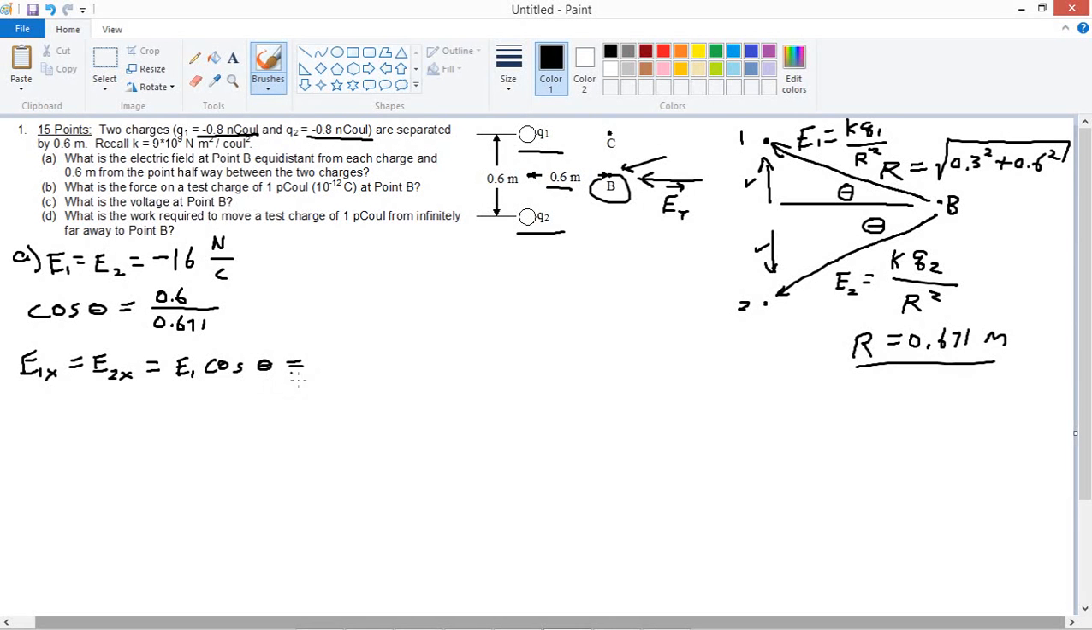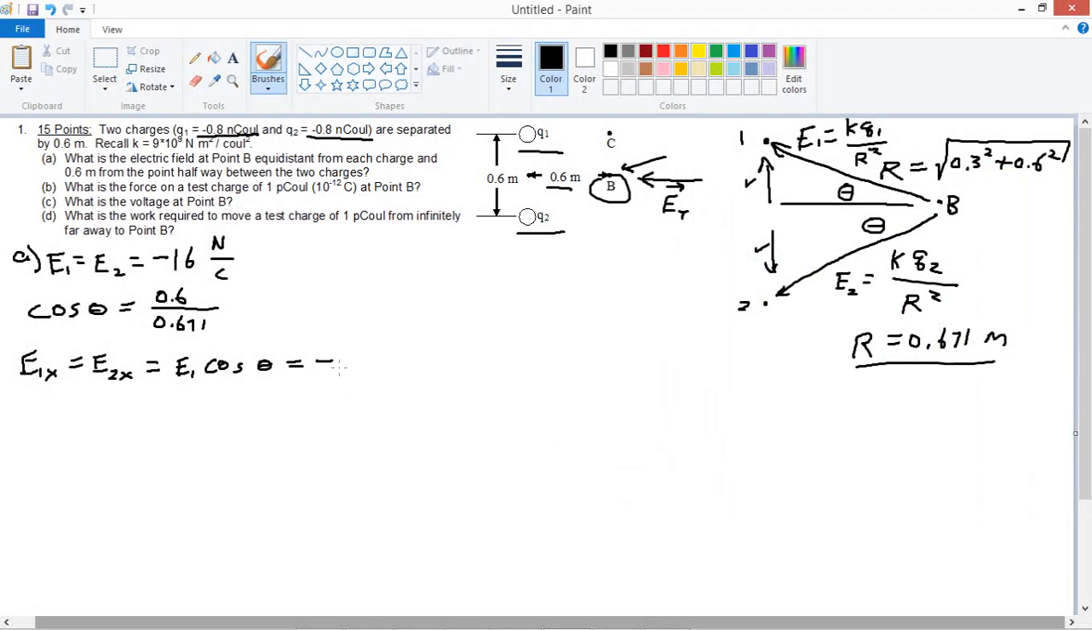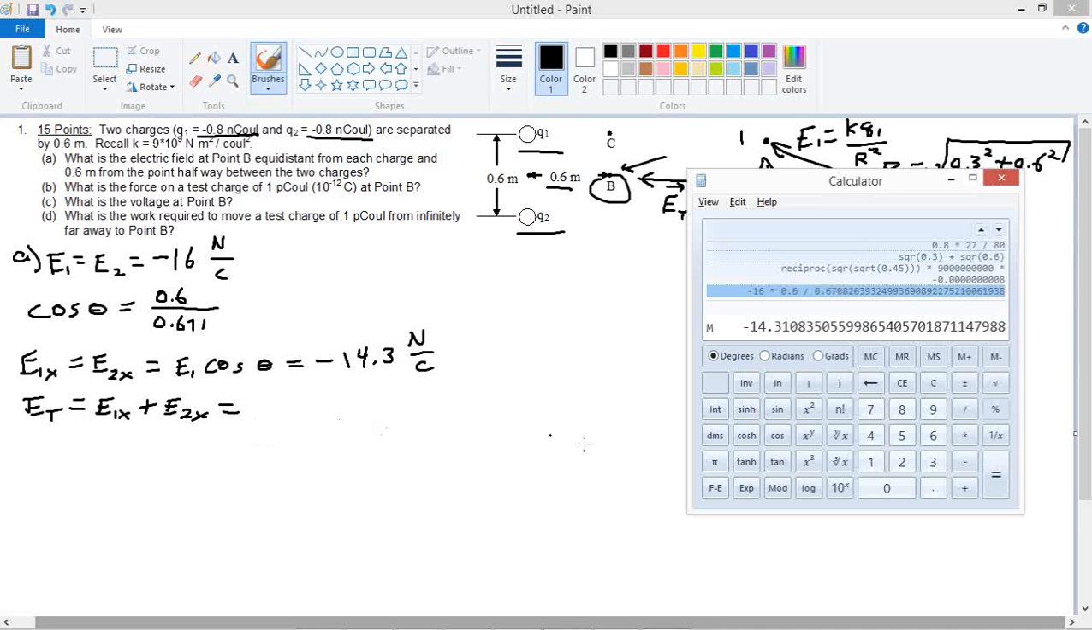Go to our calculator. So negative 16 times 0.6 divided by, and I think I have that in memory. I do. Okay, so negative 14.3 newtons per coulomb. The total, of course, is the sum of the two. And just to prevent rounding errors, double check on the calculator. Negative 28.6.